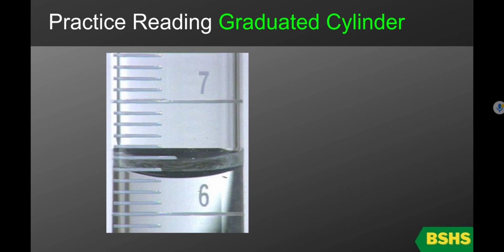Okay, so each tick mark is 0.1, and as you count up from the 6 to the bottom of the curve, which I've marked with that red line, you'll see that you've counted 3 tick marks up. So that means the volume of liquid in this graduated cylinder is 6.3 milliliters.